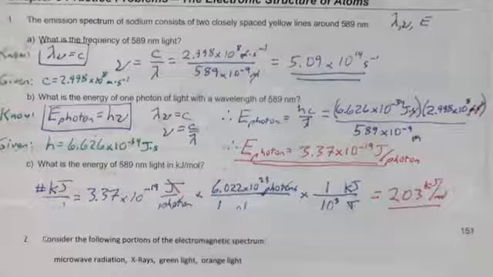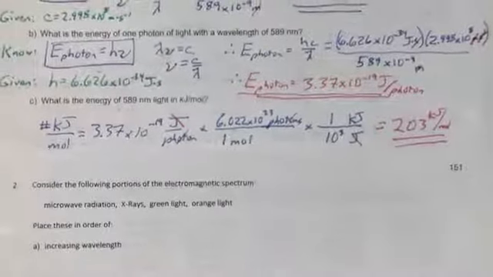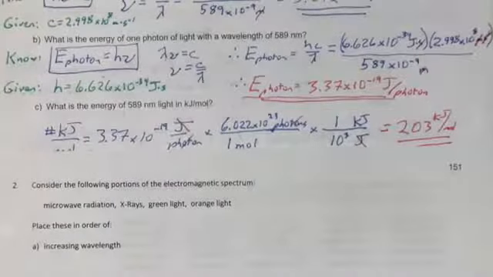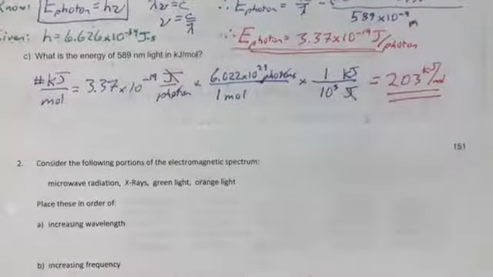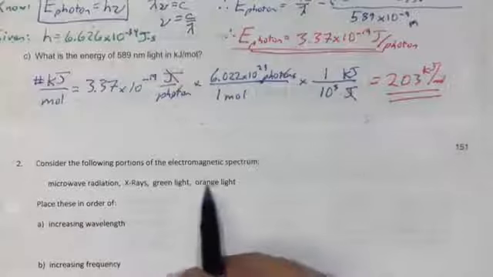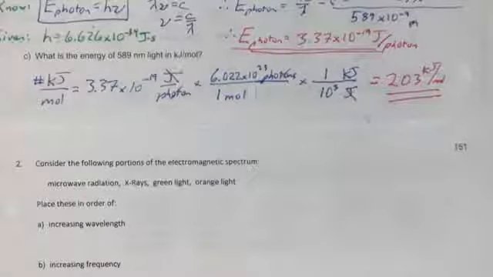Question number 2. Be sure that you know the relative order of the electromagnetic spectrum. This is something that I want you to know, and you will be tested on it. So this lists several regions of the electromagnetic spectrum. So let's start off with just a quick review of the electromagnetic spectrum.